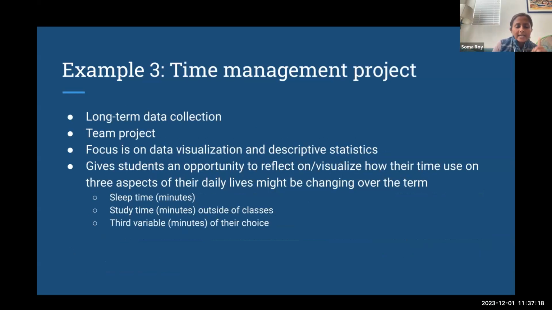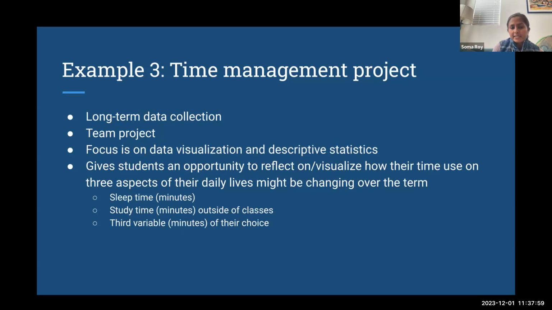All right. The last example that I have for you is more of a long-term data collection, and I use all of these in our introductory statistics classes. This particular one is called the Time Management Project. It is part of a quarter-long team project, and the focus is on data visualization and descriptive statistics. They don't do anything beyond that. They just create graphs, create numerical statistics, and do some very basic comparison and contrast statements.